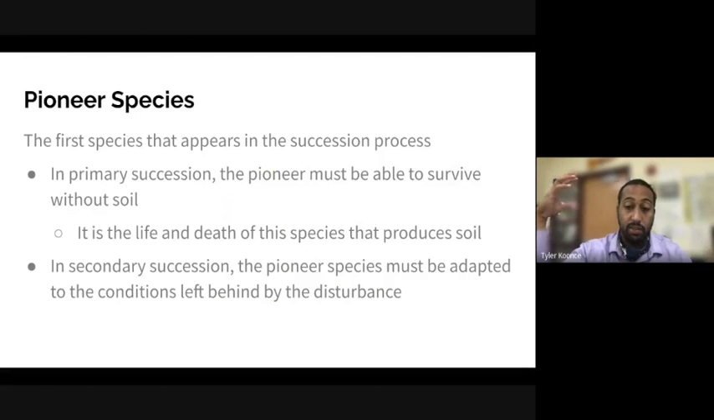And in secondary succession, our pioneer species must be able to adapt or be adapted to those conditions left behind by that disturbance. So if something changed with like a fire going through, say that we have a species that's used to eating a certain type of plant, but in the fire it all gets burned up, and another one ends up surviving. Well, if they can't shift their diet to eating that other type of plant, they're not going to be able to survive. The ones that have, though, are going to be our pioneer species in secondary succession.